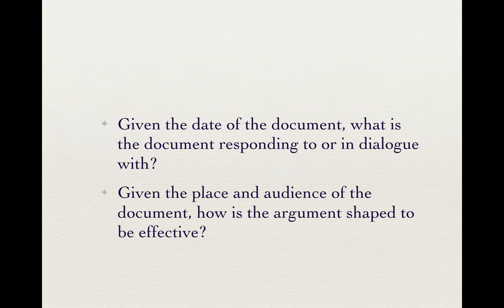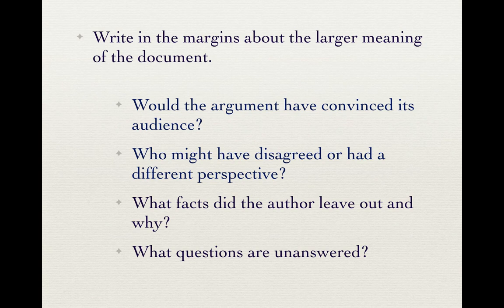So when we look at who's the audience of a document, whether it's a speech or something that they're writing to get published, there's a reason behind what they're putting in there. How does that actually shape their argument, and is it effective? In the margins, write about the larger meaning of the document. So again, you get to be the critic here. Did they convince you? Would this have convinced the audience that they were trying to gain here, that it was presented for? Who might have disagreed or had a different perspective?